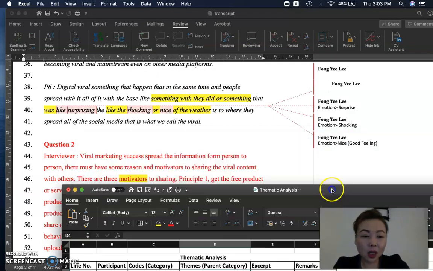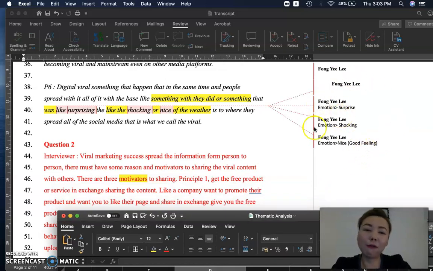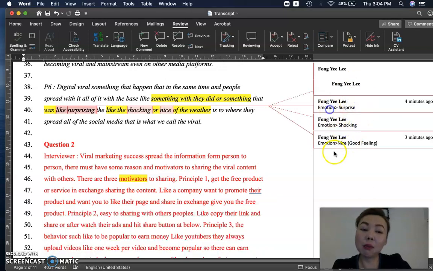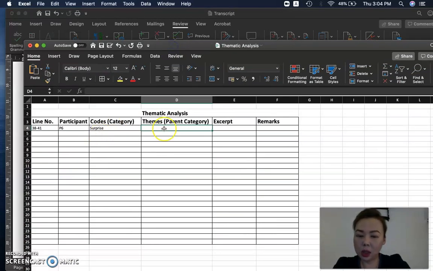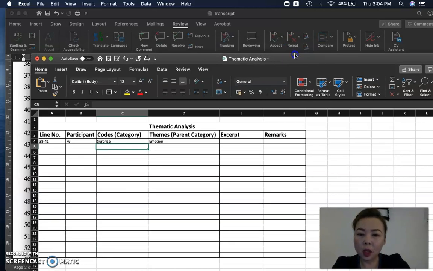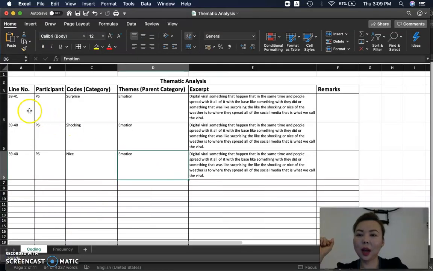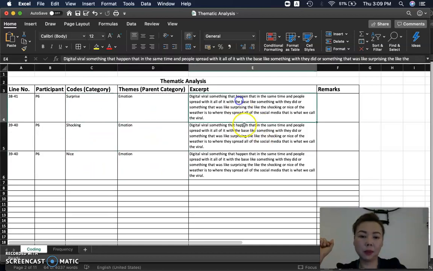And let's take a look. Why I say here I actually found a few emotions. The emotions actually don't really appear in the statement, but it's an emerging theme. So I categorize surprise, shocking, and nice under emotion. So emotion is the theme. So the theme is emotion. Same goes to your own work. I have entered the codes: surprise, shocking, nice, and the theme. And the excerpt, the whole sentence where you can find all this.